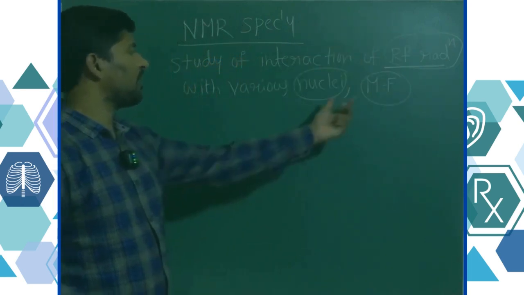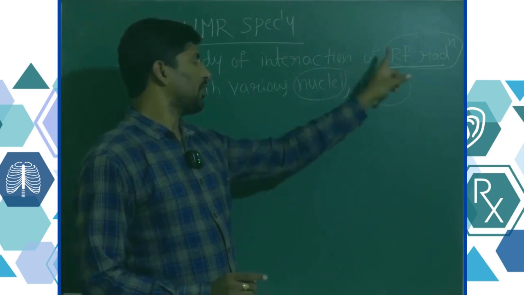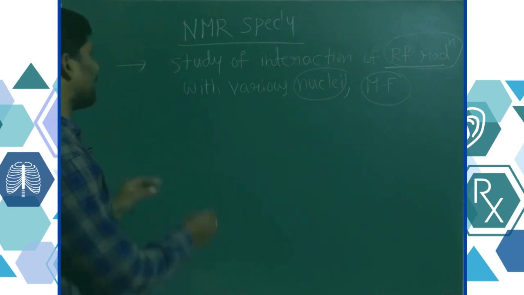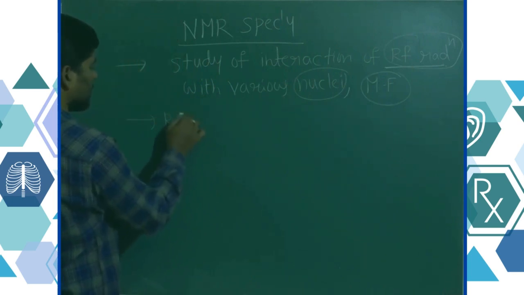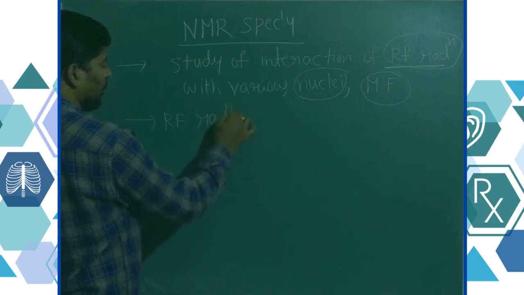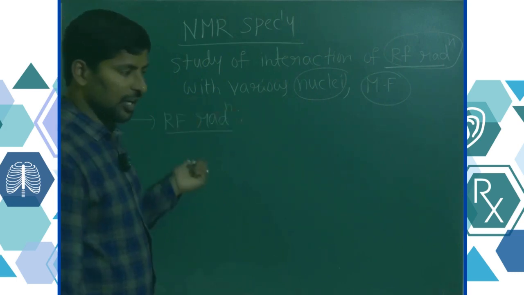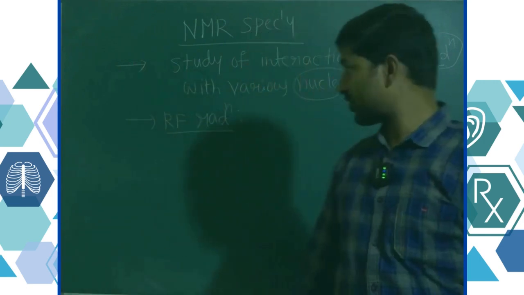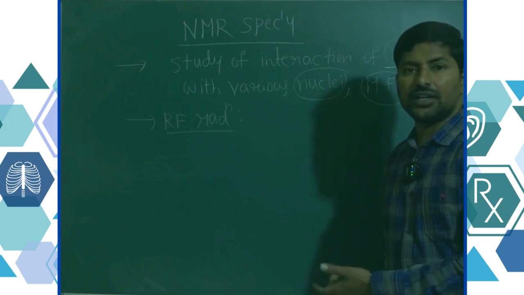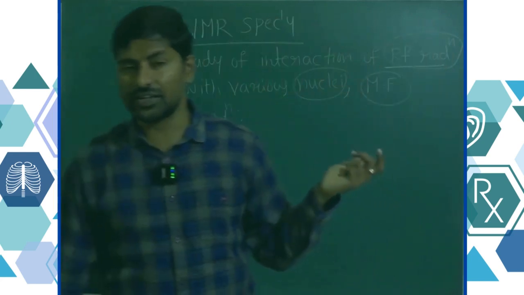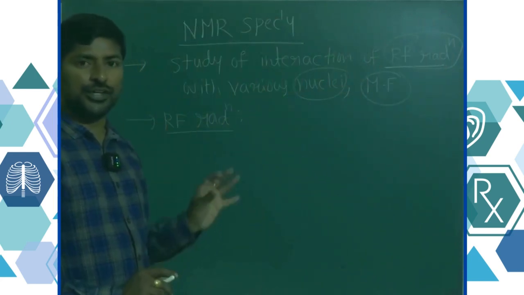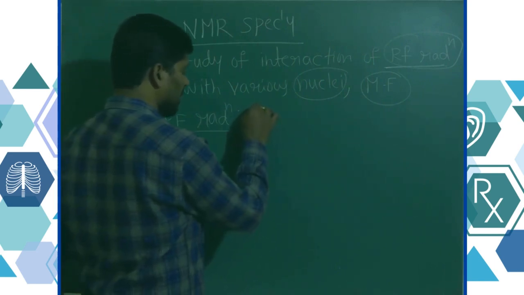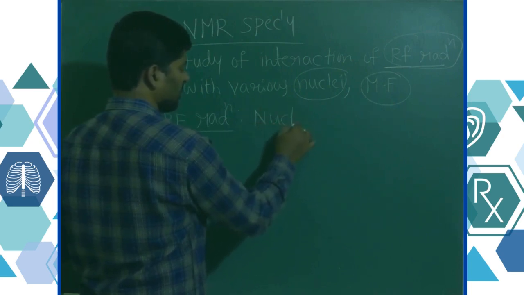Okay. So what is the role of magnetic field? We'll see later. So here we are studying the interaction between what? Radio frequency radiation and nuclei. Whenever we are applying radio frequency radiation, what happens? This radio frequency radiation energy is very, very small. That energy is not sufficient for rotational transitions or vibrational transitions or electronic transitions. Its energy is very, very low. That energy is sufficient only for transitions between nuclear spin energy levels.